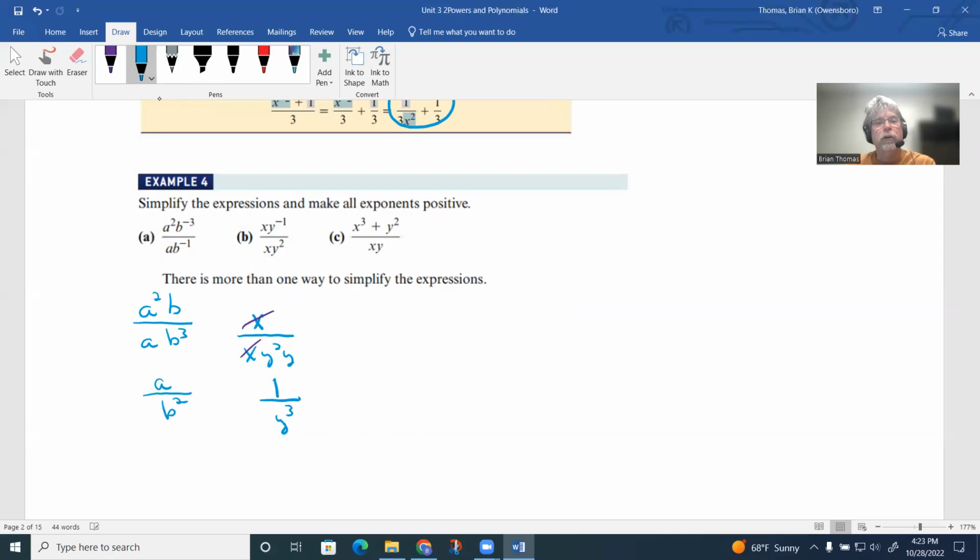Notice on this one, we can't really do any canceling unless we separate it. So x cubed over xy plus y squared over xy. That would be the only way to deal with this problem, is to break it back into two separate fractions. Usually we're adding like fractions together, not breaking them apart. But if we did, we would have x squared over y plus y over x. But again, I would consider this an unnecessary step. I would just probably leave it as is.